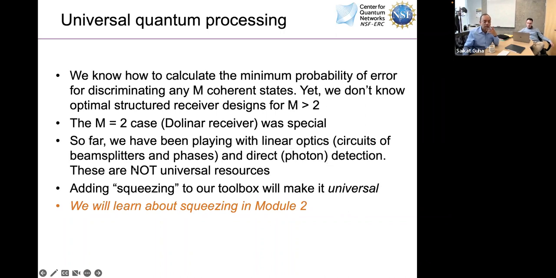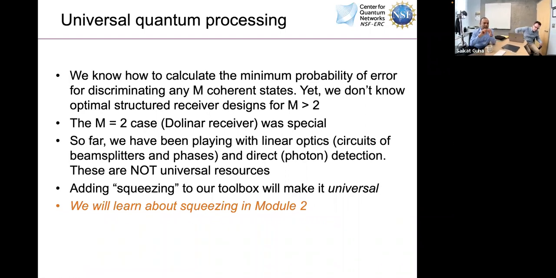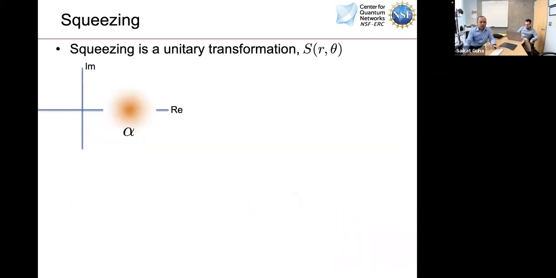These are not universal resources. You cannot do everything possible by the laws of physics with just these two things. But as Christos will tell you about, the moment you add this thing called squeezing to our toolbox, for which you're going to need more advanced quantum optics math, then our toolbox will become universal.